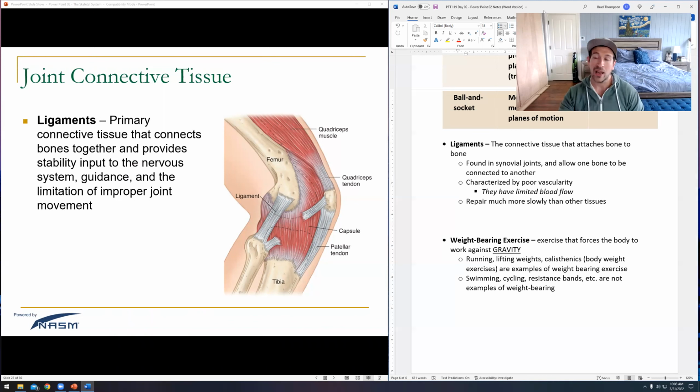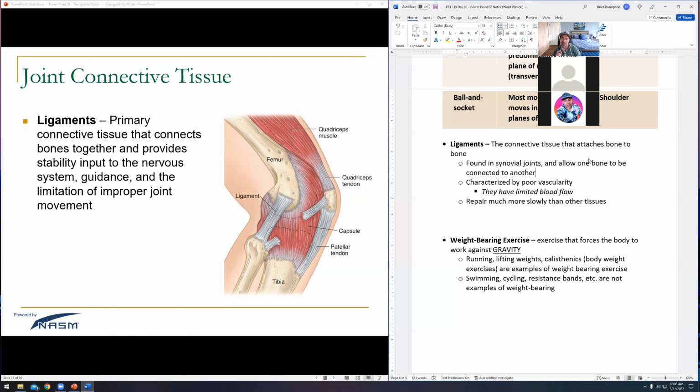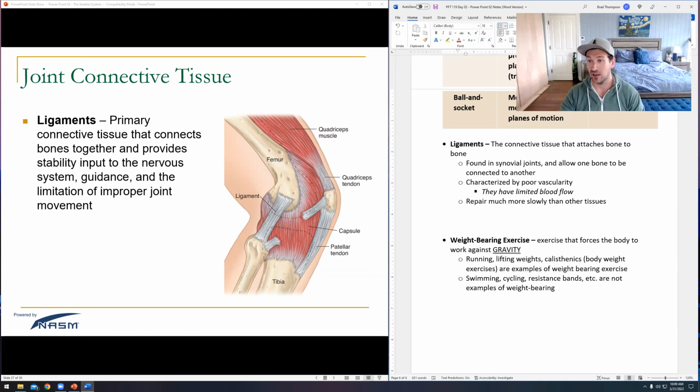Now, these are really great, but the one problem with them is that, look at them, they're white tissue. We draw them in white because that's sort of representing that they get very limited blood flow, because there's not very many red blood cells running through there. They don't get stained a dark red the way a lot of our other tissues do. And that means that they do not repair very quickly.